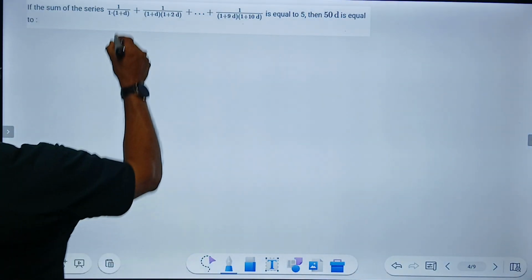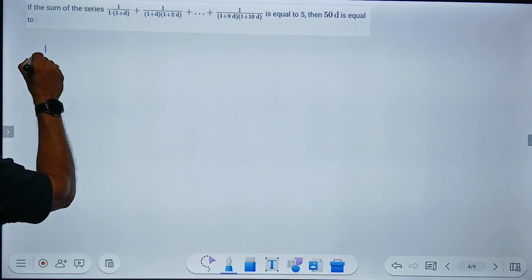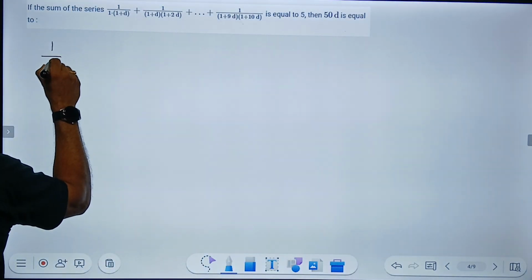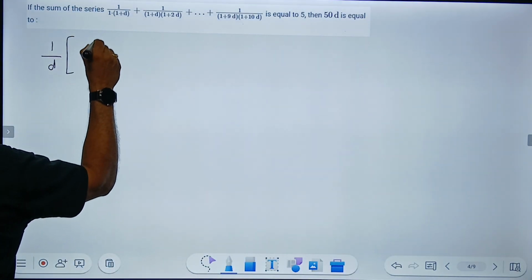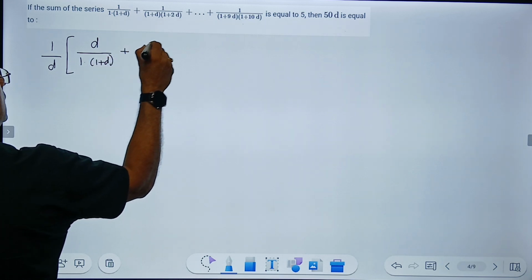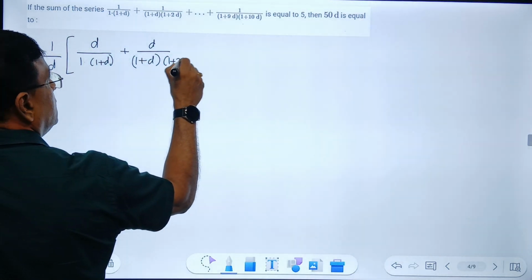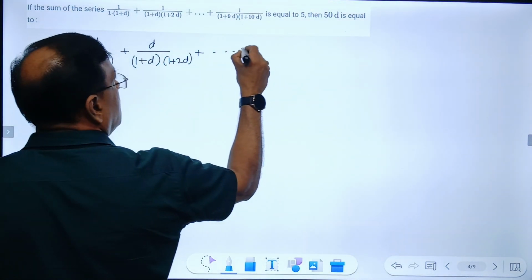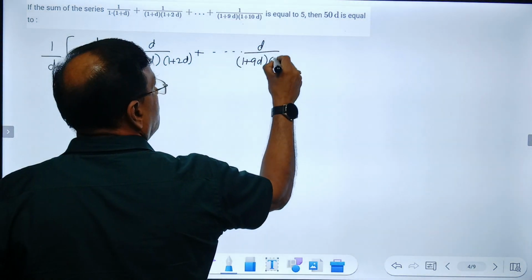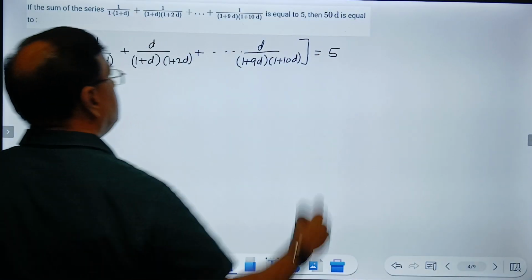Now if you see this carefully, the first step I do is I divide by D. I use black so it will be much clearer. I divide by D and then I multiply by D. 1 into 1 plus D. This will be D by 1 plus D into 1 plus 2D. It's more like a partial fraction. So up to D by 1 plus 9D into 1 plus 10D. And what is the sum equal to? It's going to be 5.